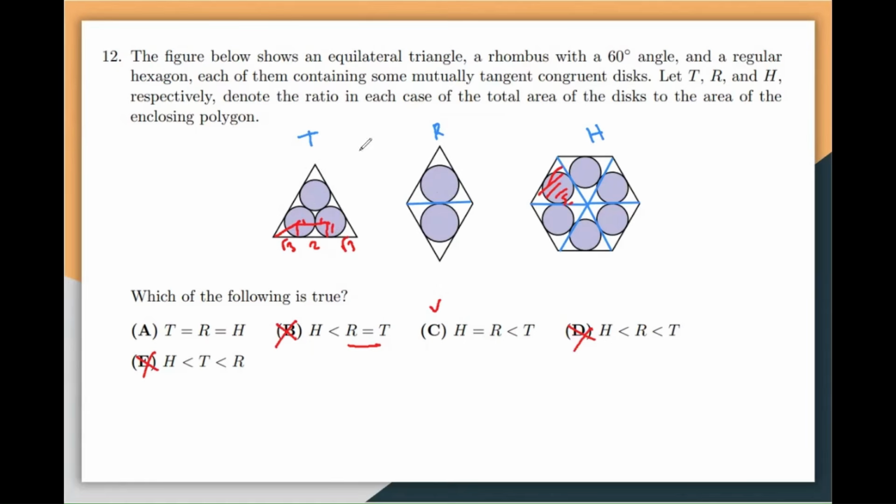If I do so, you will see that T is going to be still larger than R as well by numbers. So you can just check that if you don't buy this approach at least. Okay, that is choice C. Okay, so that was number 12.